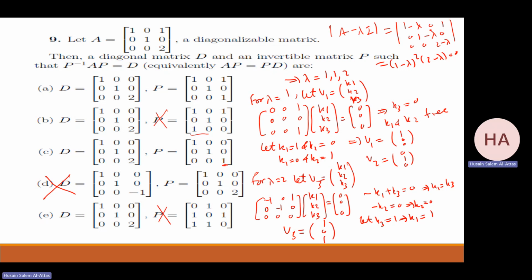So what is my D, and what is my P? D, let me write it here. D will be 1, 1, 2. The rest are zeros. This is the diagonal. And what is P? The eigenvectors. I have the eigenvectors 1, 0, 0, 0, 1, 0, and the last one is 1, 0, 1. So this is my answer.